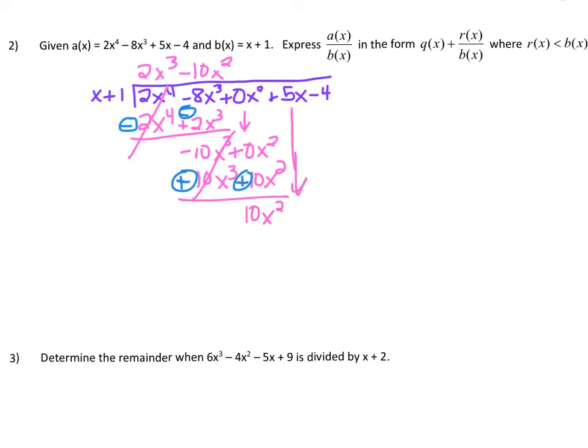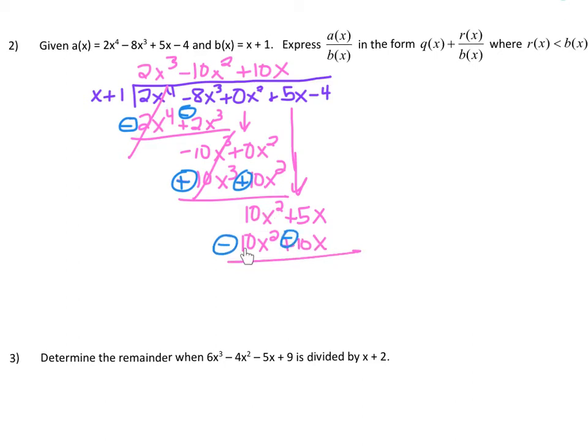So plus 5x. Okay, so here we go again. What do I multiply x by to give me 10x squared? Well, 10x, so let's put that on the top. Then 10x times x is 10x squared, and 10x times 1 is 10x. All right, so let's subtract. We're going to change our signs, so change this to subtraction and circle it, and change this to subtraction and circle it.